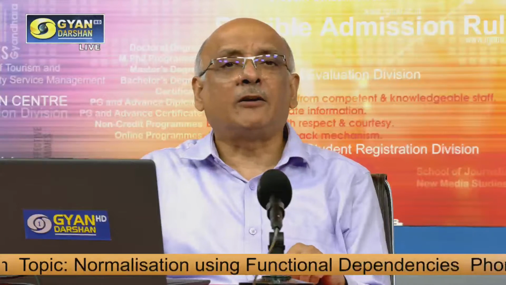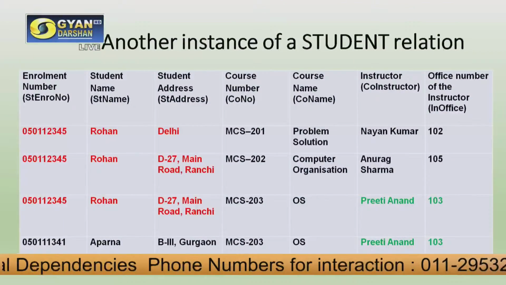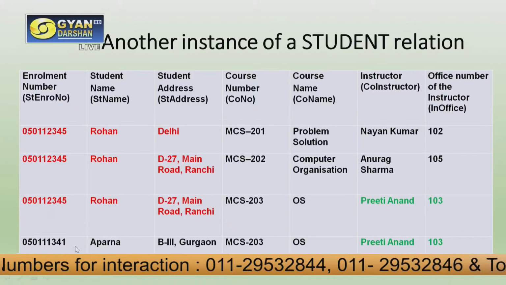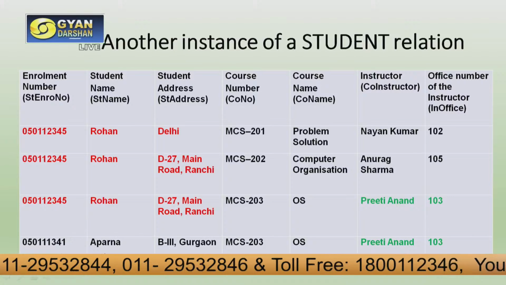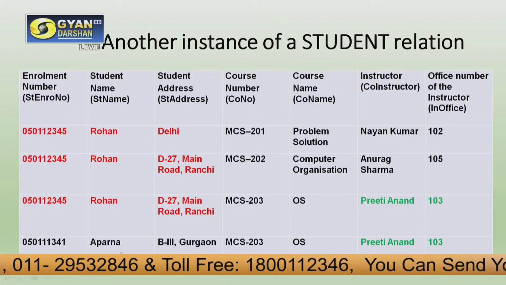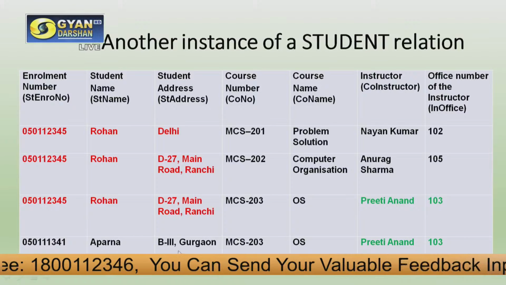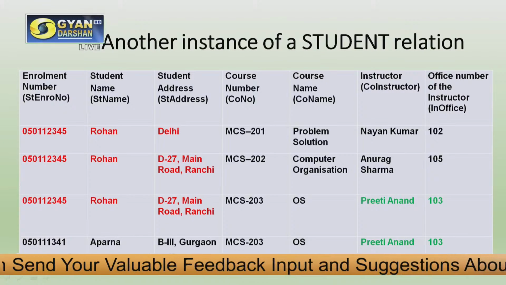The second kind of anomaly is the insertion anomaly. Now, insertion anomaly is, suppose a new student joins, right? So a new student joins and he or she is given a different enrollment number and has a name, let's say Mohan, and his address is, let's say, in Mumbai.